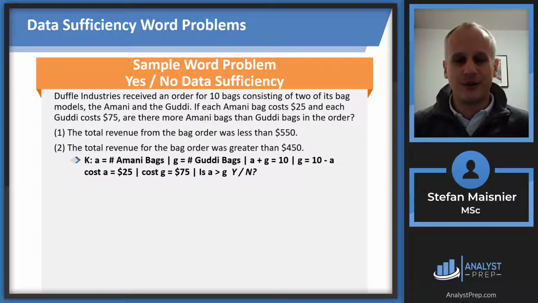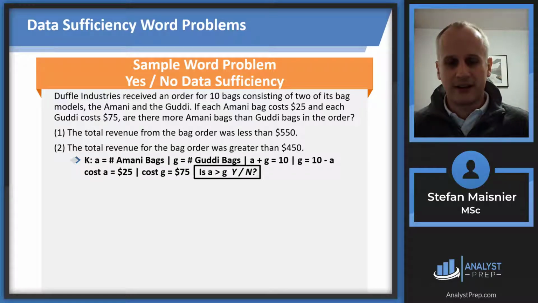So first, we're going to assign variables for the number of bags. A can be the variable for the number of Amani bags, G can be the variable for the number of Goody bags. We then know that A plus G, the number of Amanis plus the number of Goodies, is equal to 10 from the opening sentence. We also know that G is equal to 10 minus A, and since we're being asked a question about the Amanis in relation to the Goodies, we probably want to do that manipulation up front because it's probably going to be helpful. Then we also know that the cost of an A is $25 and the cost of a G is $75, and then we get to the question: is A greater than G, yes or no?